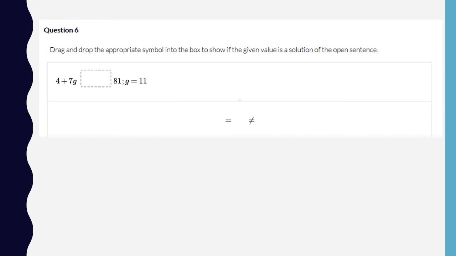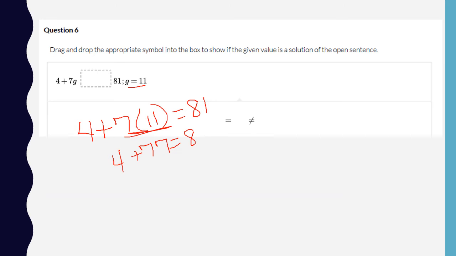Okay, we've got to tell if these are equal or not equal. We want to define this as G is 11, and we want to know if it's equal or not equal to 81. So we're going to test this first: 77 plus 4. 4 plus 77 is 81. 81 is equal to 81.